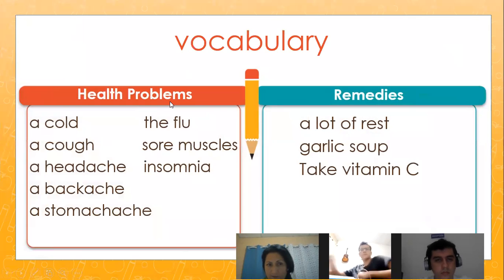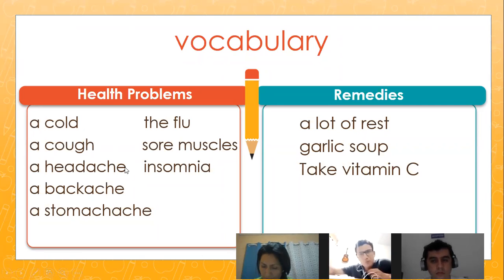Now we will start with the vocabulary for today, right? We have the health problems and the remedies. Okay, let's start with a cold, the flu, a cough, sore muscles. Sore is similar to say pain. Ow, pain, right? In the muscle, right? A headache, insomnia, a backache, a stomachache. Okay? Don't say stomachache, right? It's stomachache. Good. Now listen again and repeat after me, please.